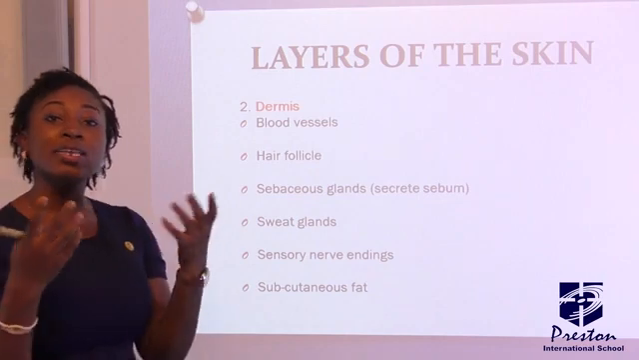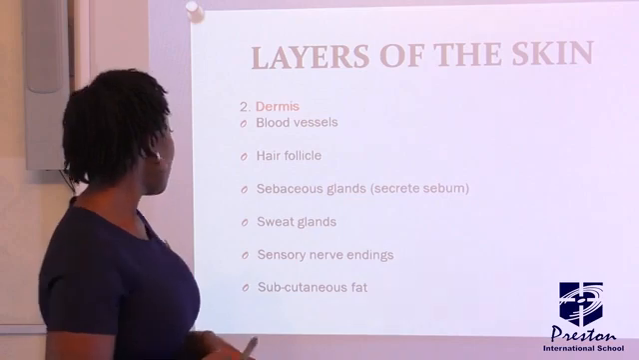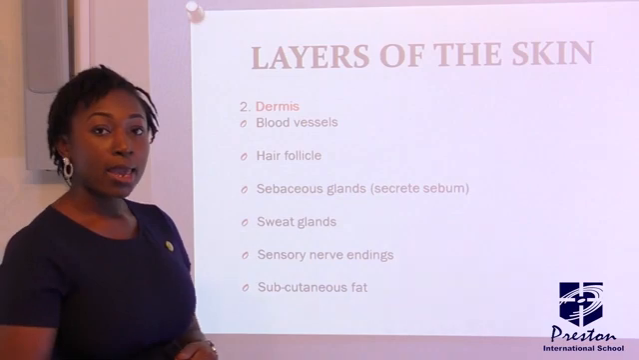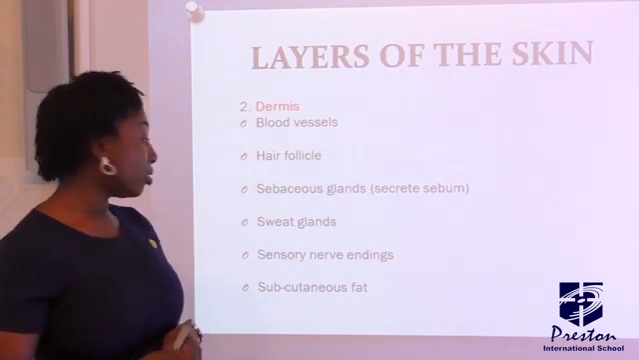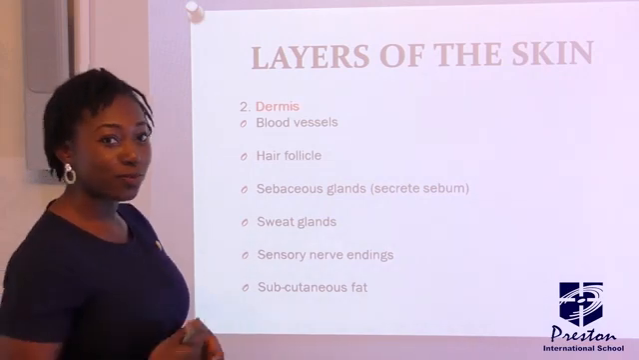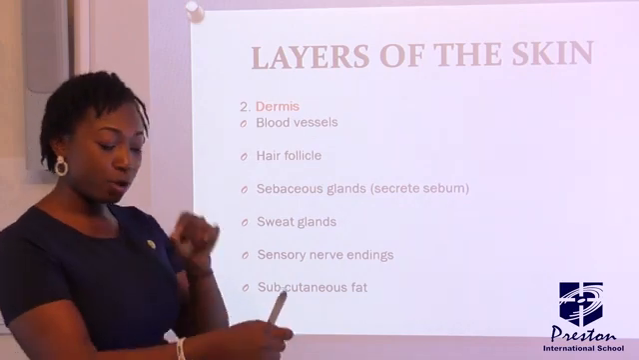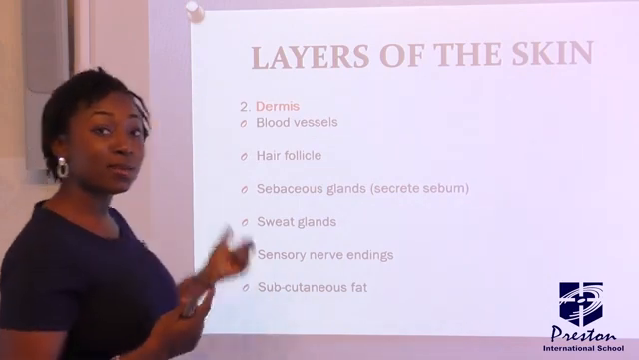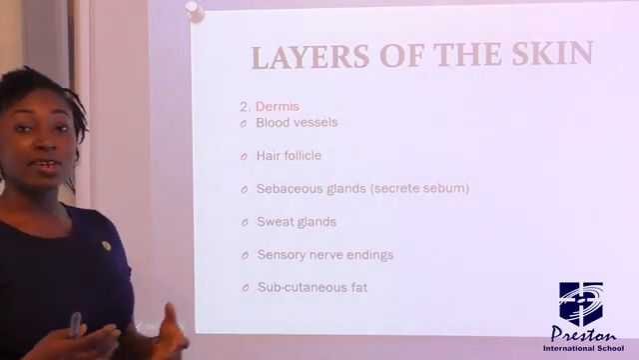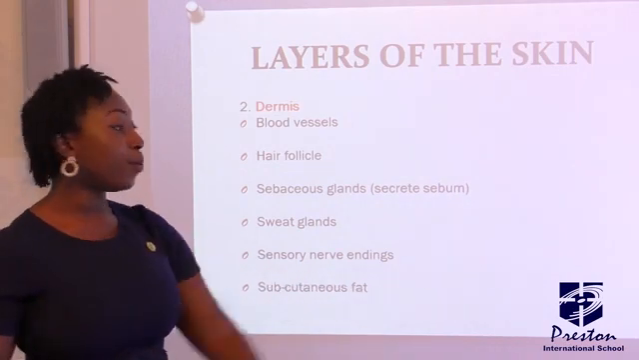Then we have the sebaceous gland. This one secretes oily substances called sebum that keeps the skin supple and waterproof. Then we have the sweat glands. These ones are responsible for producing sweat in the body, especially in the hot seasons or hot days. Then we have the sensory nerve endings. These we've discussed before. Now, these nerve cells or neurons are able to transmit information from the skin to the brain. That's the sensory nerve endings. And we have the subcutaneous fat. That's the fat in our body. They are all embedded in the adipose tissue in the hypodermic layer.